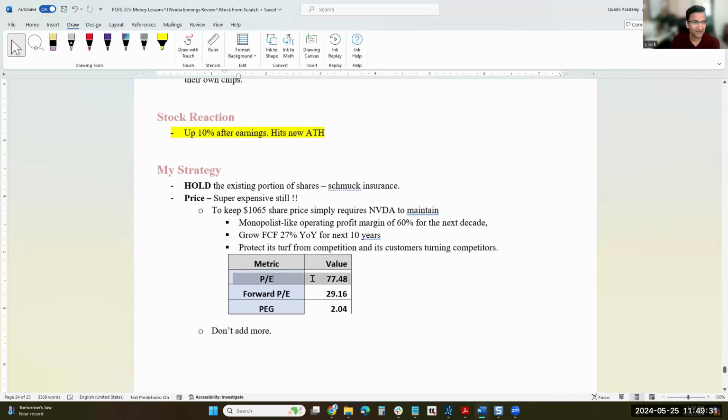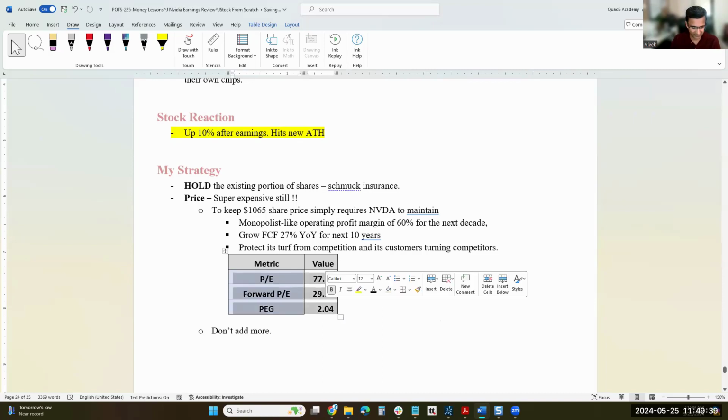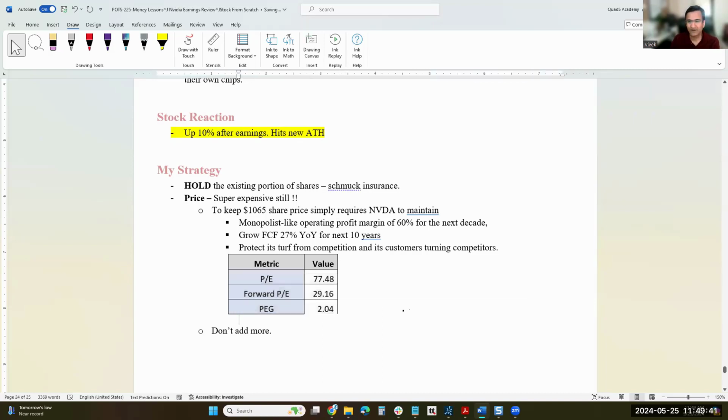That's fine. Forward PE is like 29, and PEG ratio is also more than 2. You decide for yourself. I'm not buying at this stage, but I'm not selling the stake that I still hold in Nvidia. So that's my Nvidia earnings review. What are your thoughts?